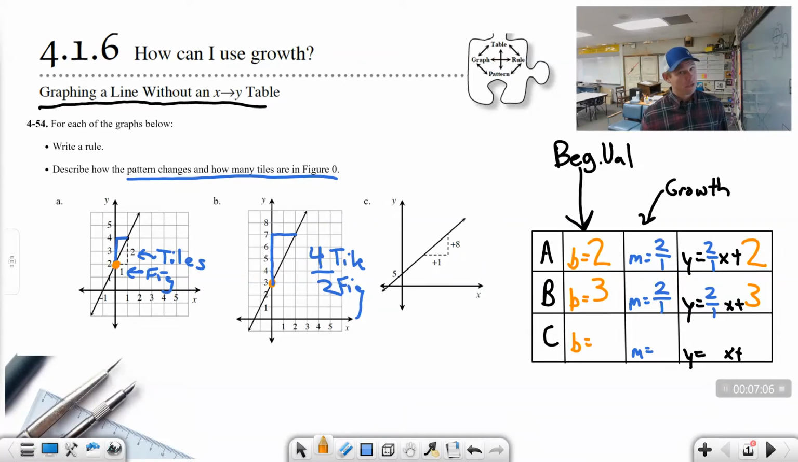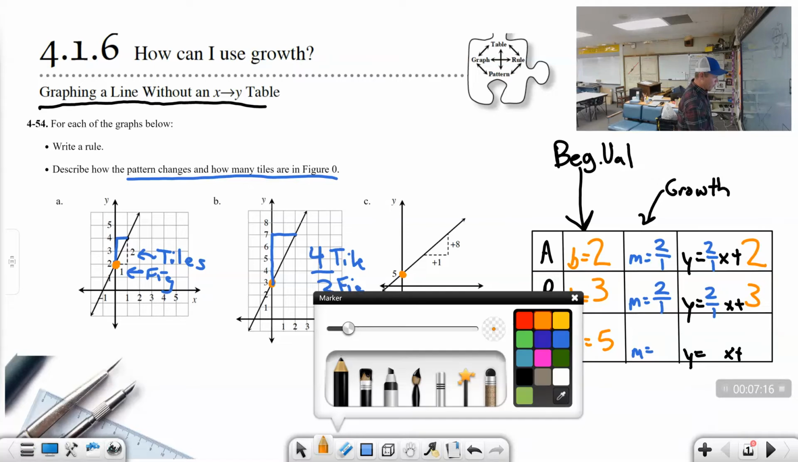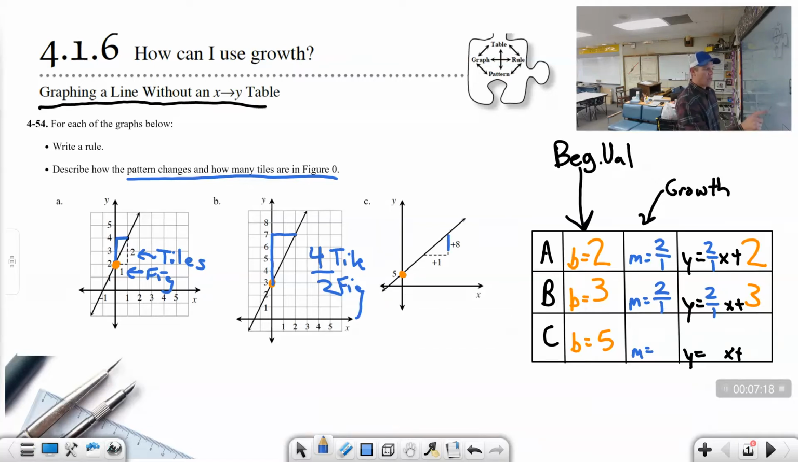Okay, welcome back. Do you know what to do now? You need to look at the graph and be able to say, oh, the beginning value is 5. The growth in this problem goes up 8 tiles and over 1 figure, 8 over 1. So the growth is 8x plus 5. These numbers are all right in front of you. You just have to know which is which.